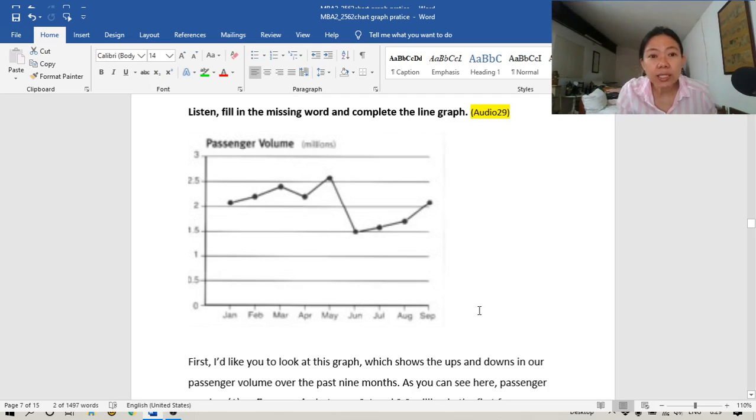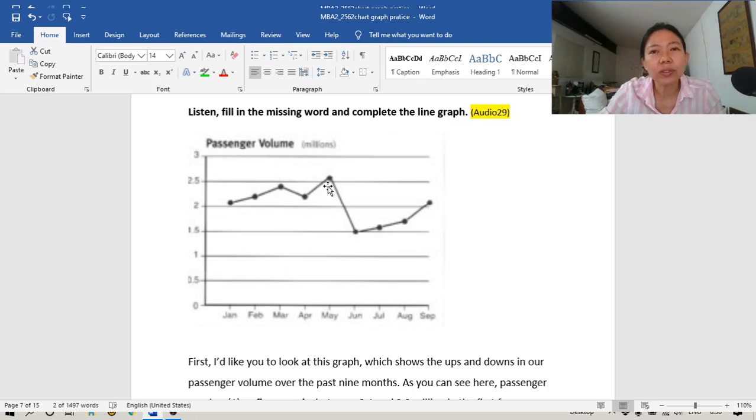So I'm going to read it and then I will show you the missing word later. So here, first, I'd like you to look at this graph which shows the ups and downs in our passenger volumes over the past 9 months, okay? As you can see here, passenger numbers fluctuated between 2.1 and 2.3 million in the first 4 months, so here, January and April. They even rose moderately in May, reaching just over 2.5 million at the end of the month.